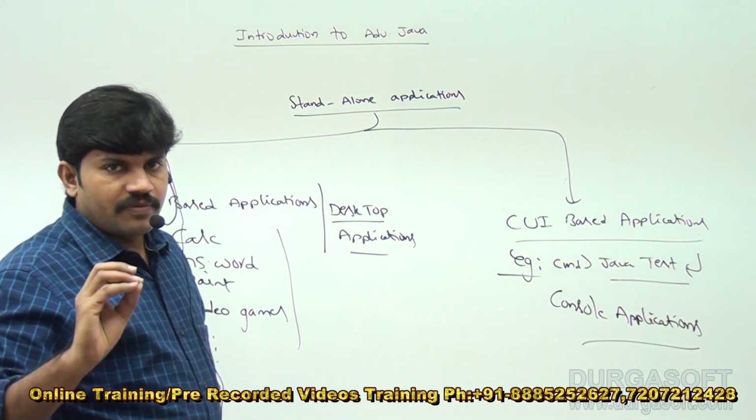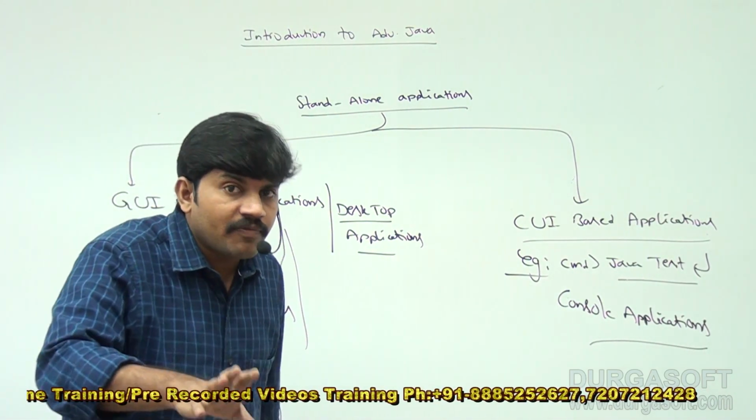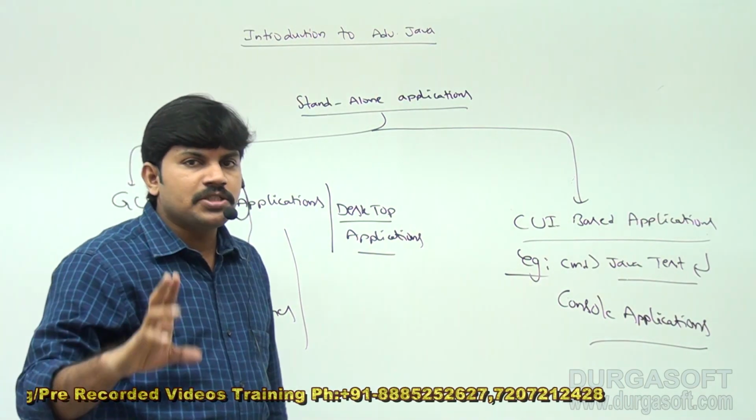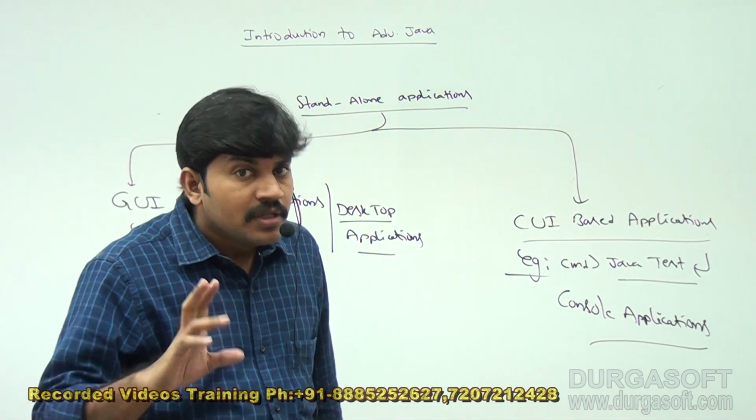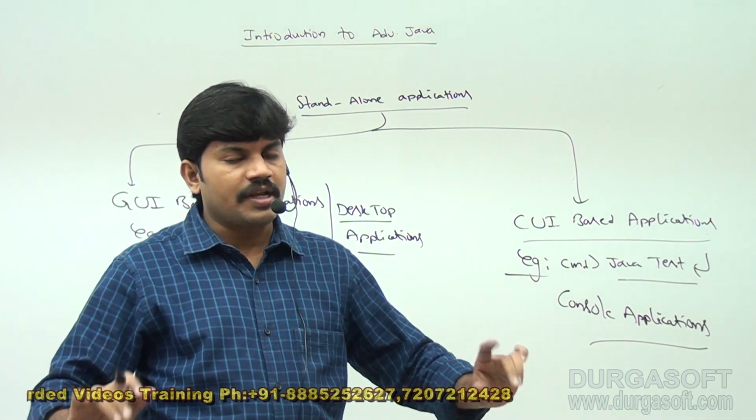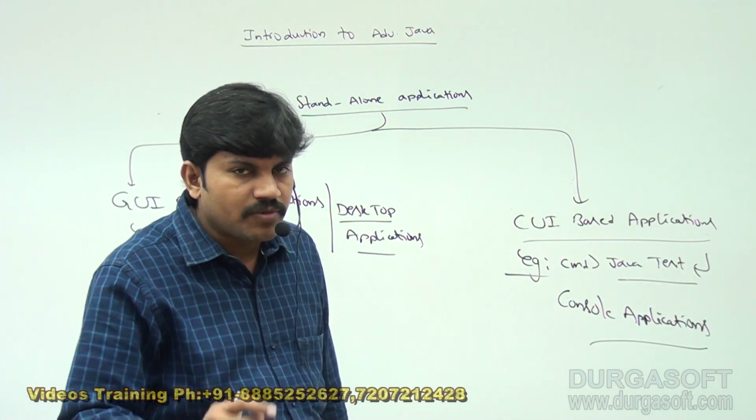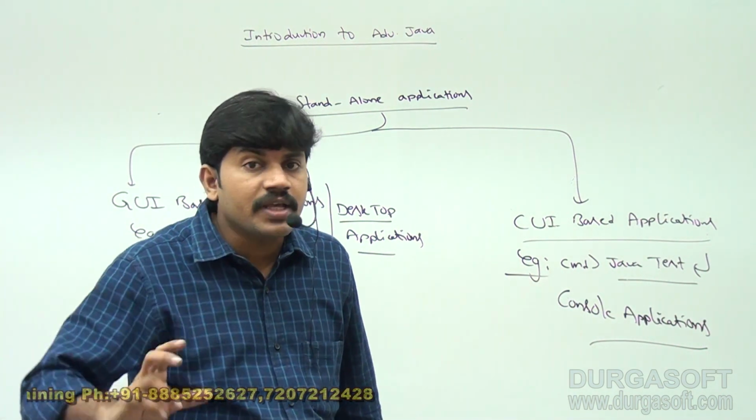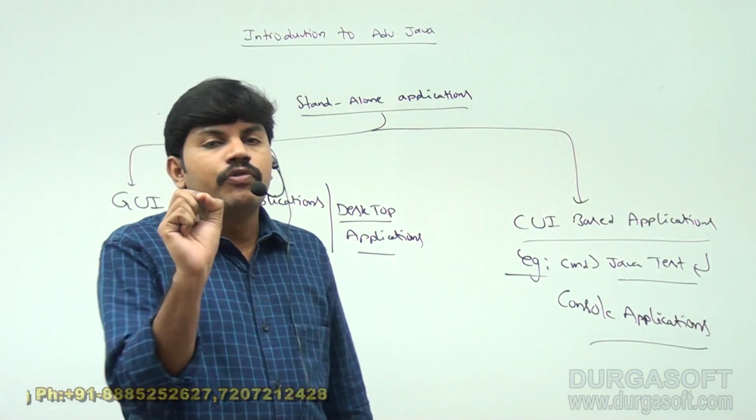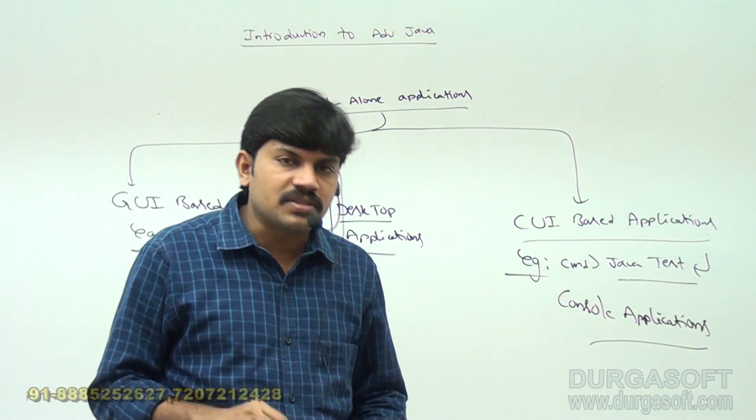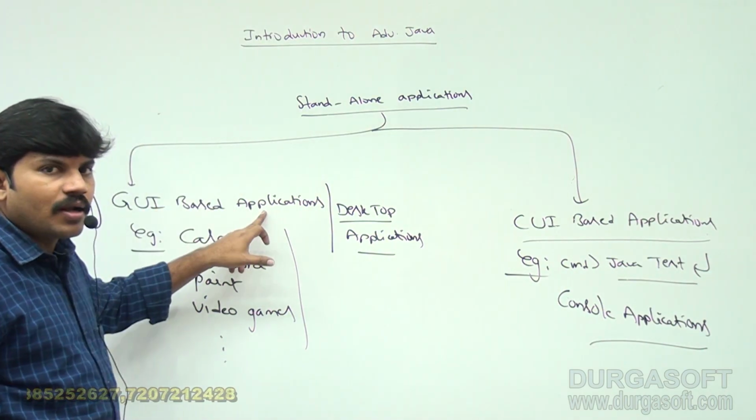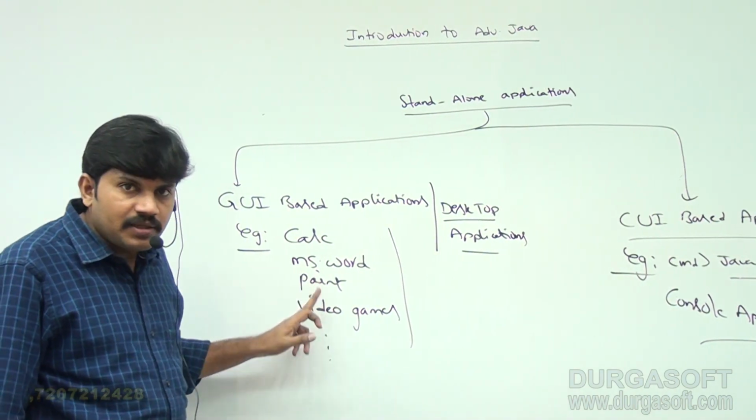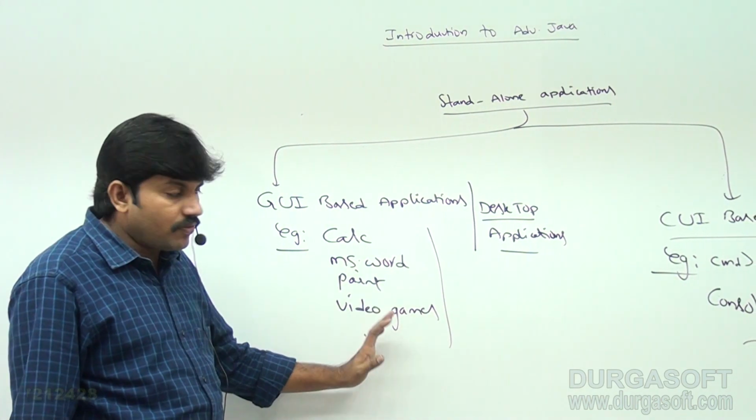So what is core Java? With your core Java knowledge, what type of applications can you develop? Mainly standalone applications. The applications which run on a single computer are called standalone applications, right? How many types of standalone applications are there? Two types. GUI based and CUI based. We can operate and execute an application with the GUI screens. Such applications are called GUI based applications, which are also known as desktop applications, right? For example, calculator, MS Word, Paint, video games are by default considered GUI based applications.